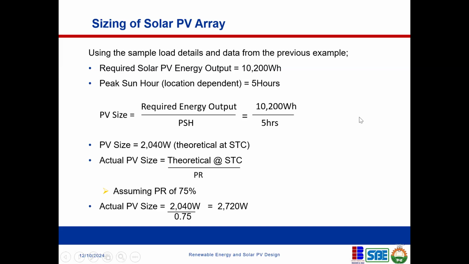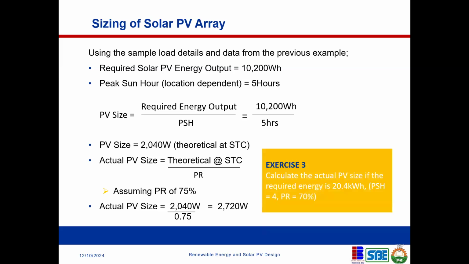Okay, so now we've successfully sized the PV array. So let us do another exercise. Now calculate the PV size if the required energy, in our worked example we did 10,200, but I'm asking you now to resize that PV system if the required energy is 20,400 or 20.4 kilowatt hour, and assume a peak sun hour of 4 and a performance ratio of 70%. Please let us rework this with these new variables.